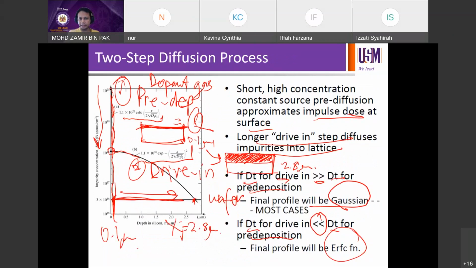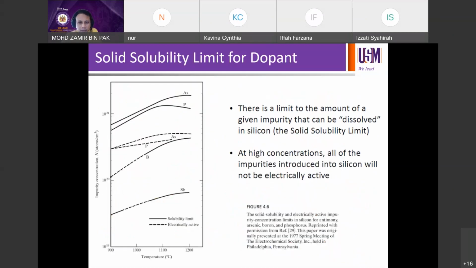So is it clear? In terms of your two-step diffusion process, pre-dep versus drive-in? Before I continue, is it clear? Okay, clear? Any who don't understand? Dt for pre-dep, Dt for driving, quotient, error function, junction depth. Okay, any questions so far? Nope. Clear? Right, clear. So let's move on.